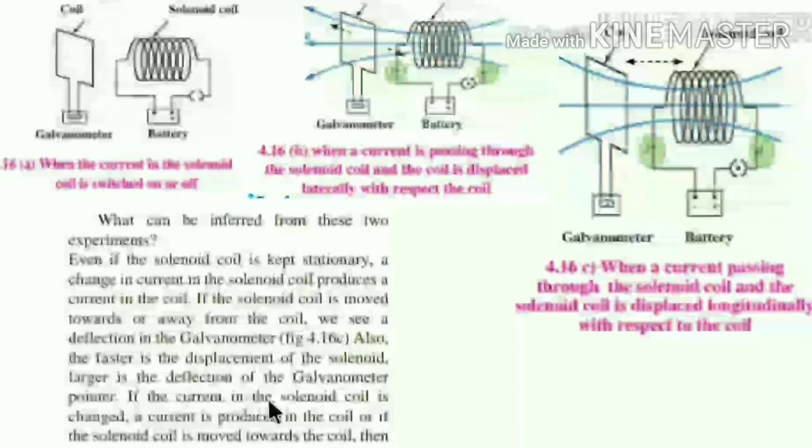If the current in the solenoid coil is changed, a current is produced in the coil, or if the solenoid coil is moved toward the coil, then also current is produced in the coil. If we change the current, the deflection also changes, and when we move this solenoid coil toward the coil, then also current is produced in this coil.